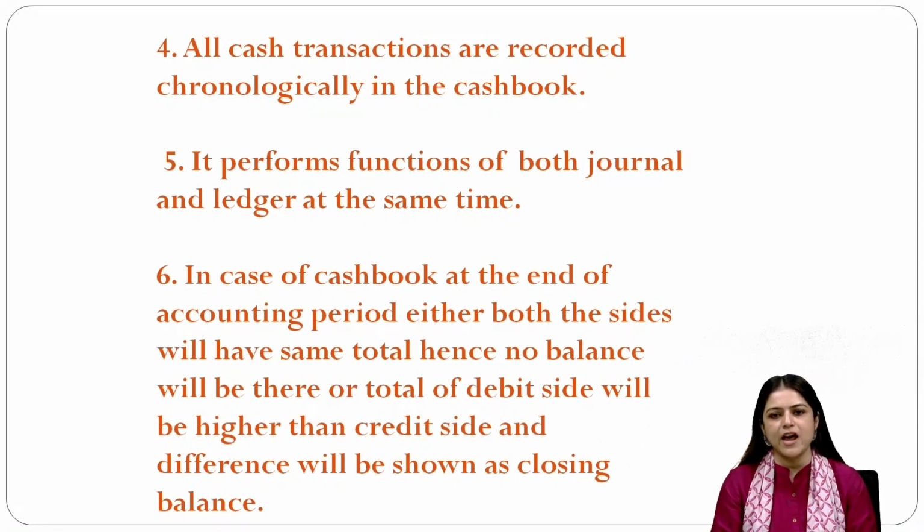In case of cash book, at the end of the accounting period, either both sides will have the same total with no balance, or the total of the debit side will be higher than the credit side. The difference will be shown as a closing balance. Means after the end of the year, if the cash book is closed and there is a difference between debit and credit side, that difference is called the closing balance.